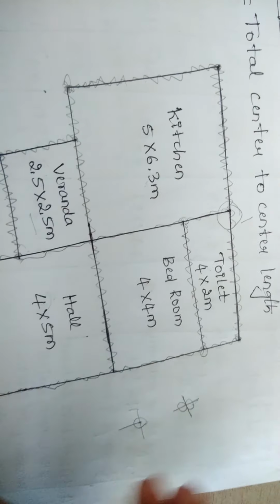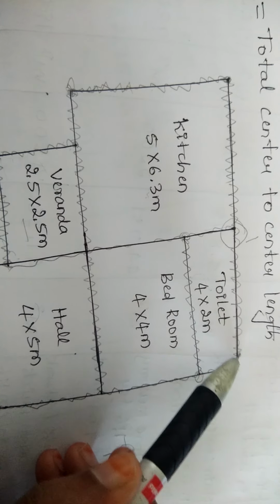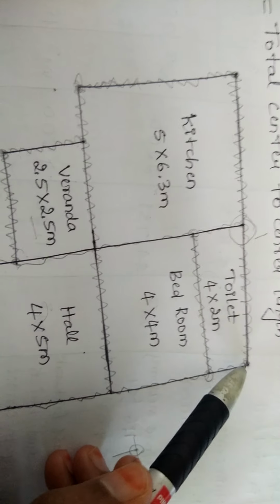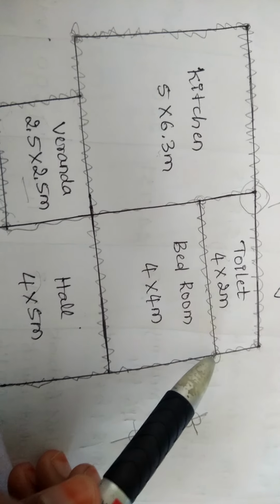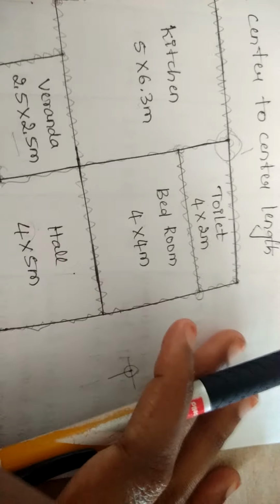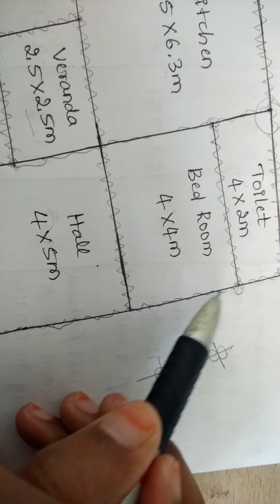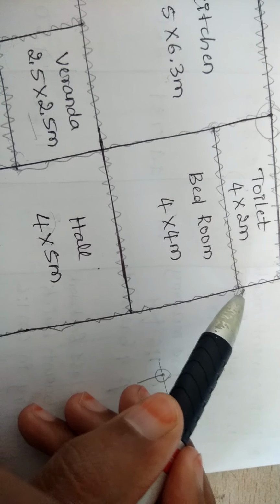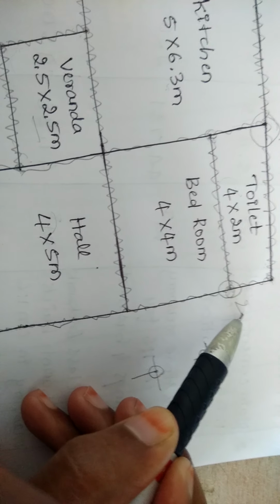Let us name this as 1. Then move to the next corner. At this corner again you can see an L shape, so you won't get a junction at this point. Then move to the next point. At this point you can see a T shape like this. That means you have one junction at this point. Let us name this as 2.